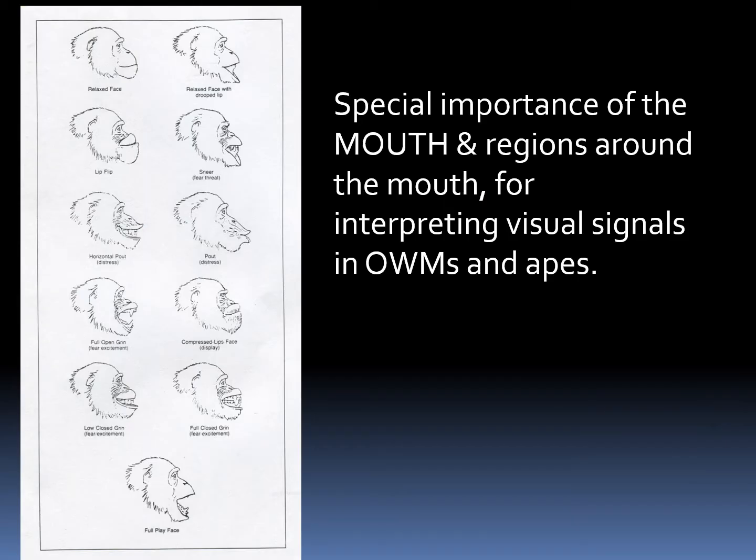So there's special importance of the mouth and regions around the mouth for interpreting visual signals in Old World monkeys as well as apes. When you get a chance, zoom in on this graphic, and it shows you all the different mouth positions that a chimpanzee will have that convey specific meanings, right? You have a grimace of fear, you have a laughing, you have a pursing of the lips, and all of these different mouth signals indicate different emotions as well as different messages to their other ape friends and family members.